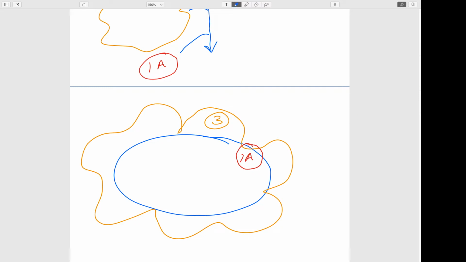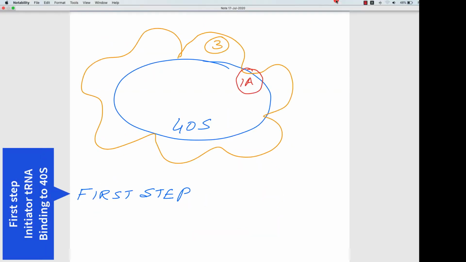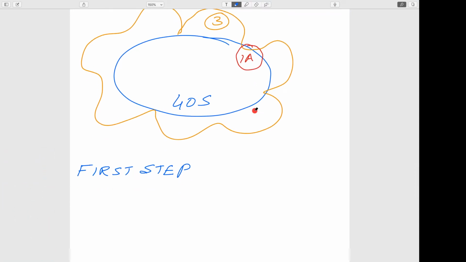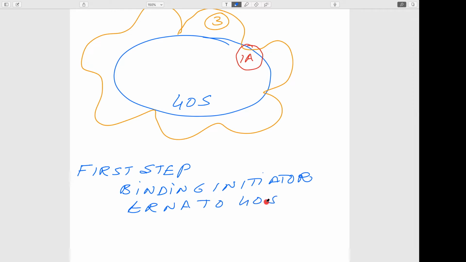Okay. So this one is 40S. This is 3. This is 1A. Let us take up the first step. In this first step, as I said, the binding of transfer RNA to the 40S is taking place. Here, what is happening in the first step? Binding of initiator transfer RNA to the 40S complex. So that is the first step which is taking place.